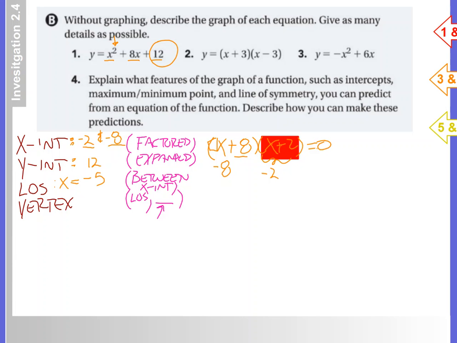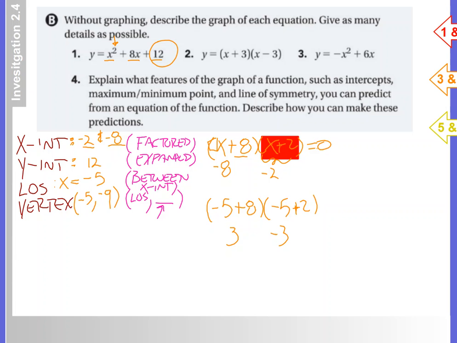And so for the vertex, I know that it's going to be at negative 4 comma something. So let's plug in -4 for x. So using my factored form expression, I will have -4 plus 6 times -4 plus 2. So -4 plus 6 is 2. -4 plus 2 is -2. So 2 times -2 is -4.